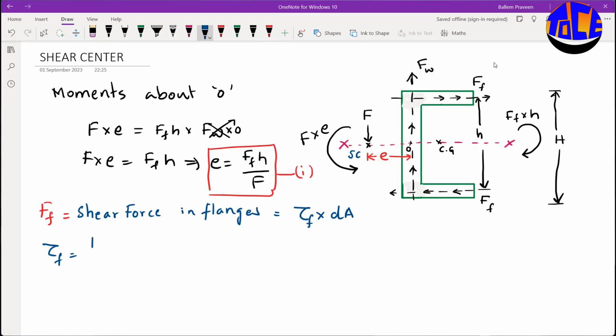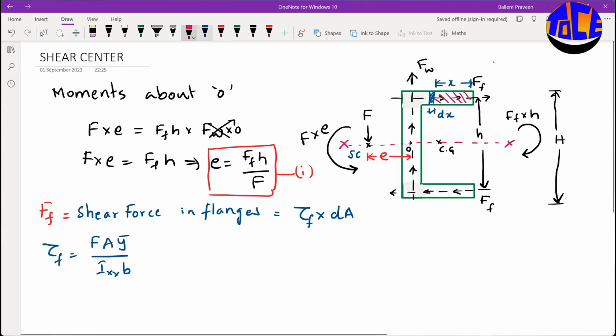We can derive tau f using the simple shear stress formula, that is shear force F into A y bar divided by Ixx into B. Let us consider a small elementary section in the flange. Here I am considering a small elementary section of width dx at a distance of x. And this will be my area.